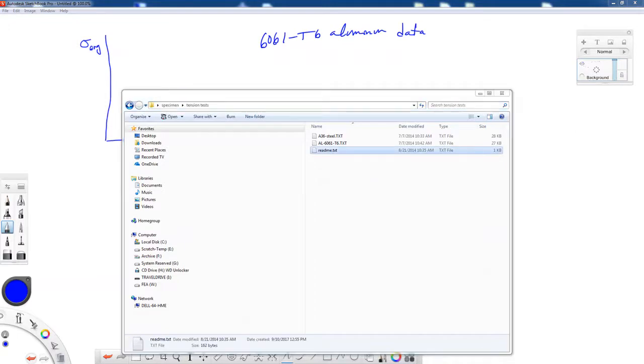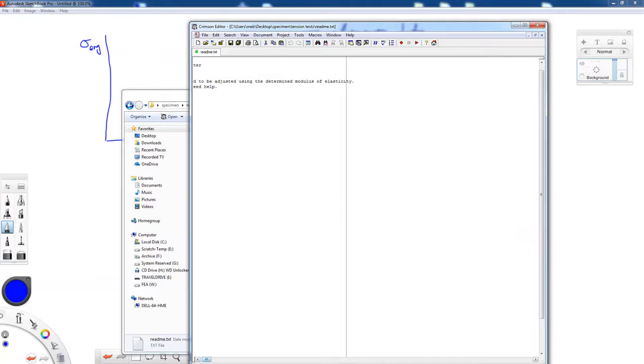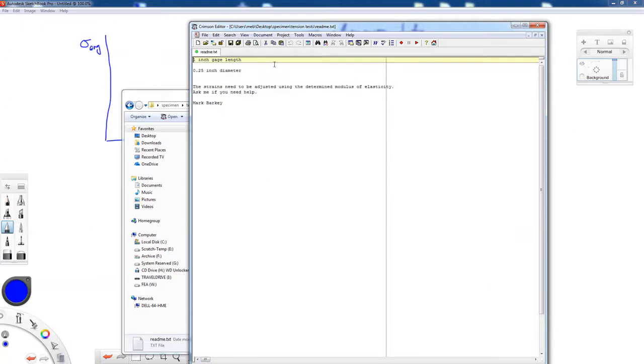Here's a README file that describes the data just a little bit. Let's see if I can find that here. Okay, so it was a 1-inch gauge length for the extensometer. It had a 0.25-inch diameter. We're using U.S. standard, English standard units, and also the strains need to be adjusted using the determined modulus of elasticity.